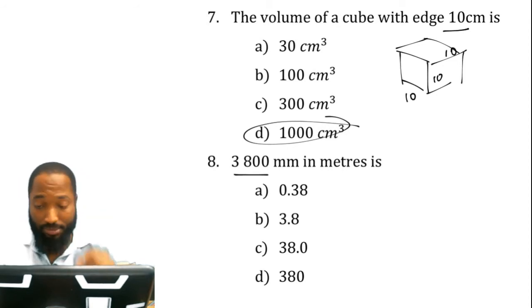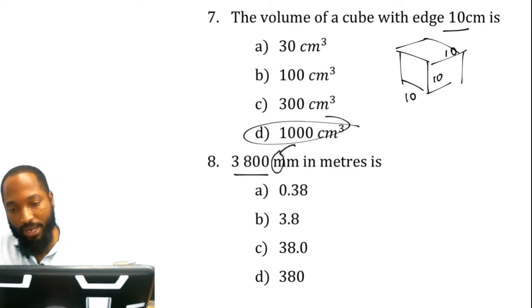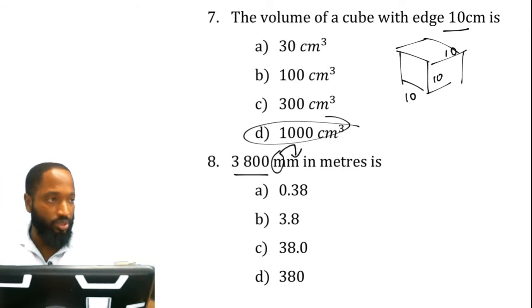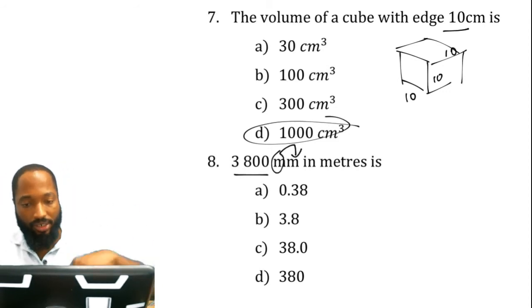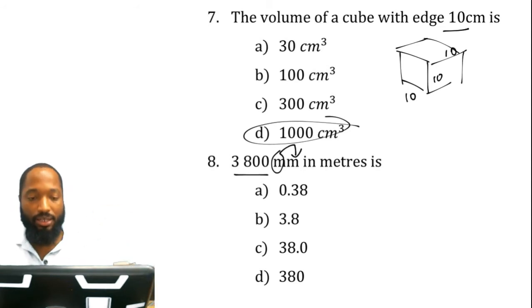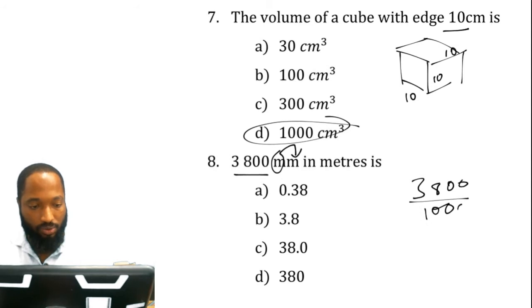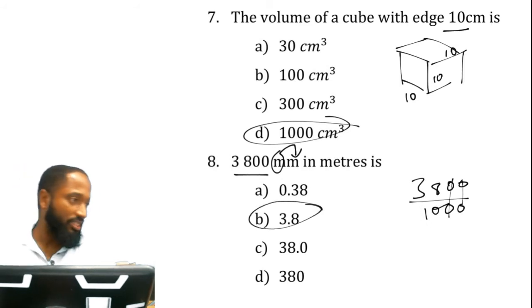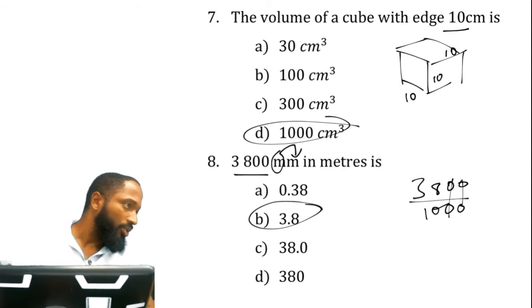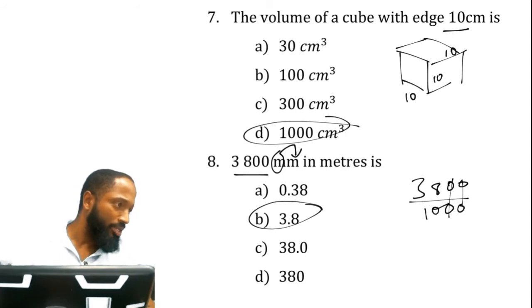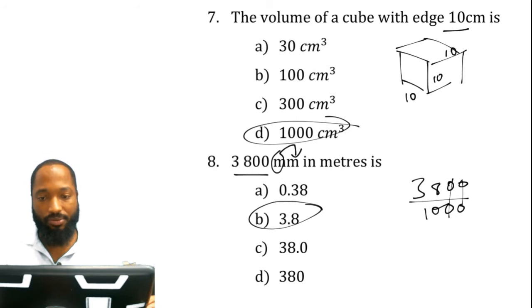3,800 millimeters in meters. Millimeters mean 1,000th of a meter. So you're dividing by 1,000, right? 3,800 divided by 1,000. Ten into that, 3.8. So the answer is B. So 8B. Most people get 8B correct. Alright, let's get the next question.